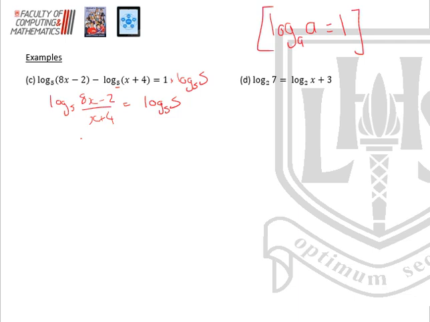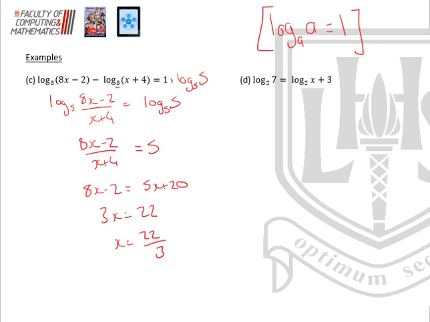Then I can cancel my logs. So (ax minus 2) over (x plus 4) is equal to 5, and deal with the equation. Times both sides by x plus 4, times both the x and the 4 by 5, and then solve: 3x equals 22. So x is 22 over 3.